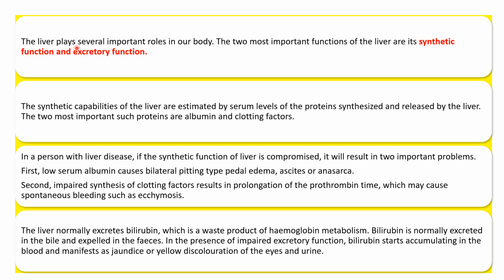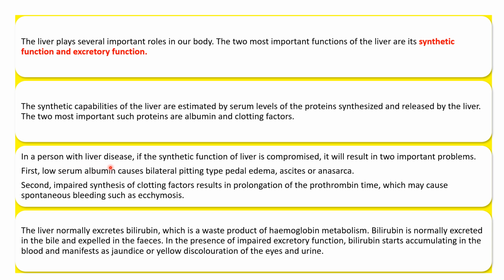As you all know, the liver plays several important roles in our body. The two most important functions of the liver are its synthetic function and excretory function. The synthetic capabilities of the liver are estimated by serum levels of the proteins synthesized and released by the liver. The two most important such proteins are albumin and clotting factors.